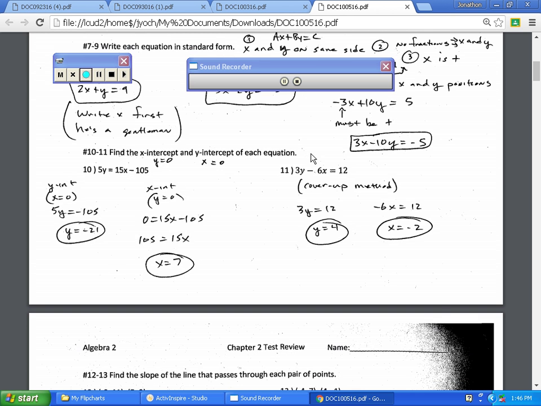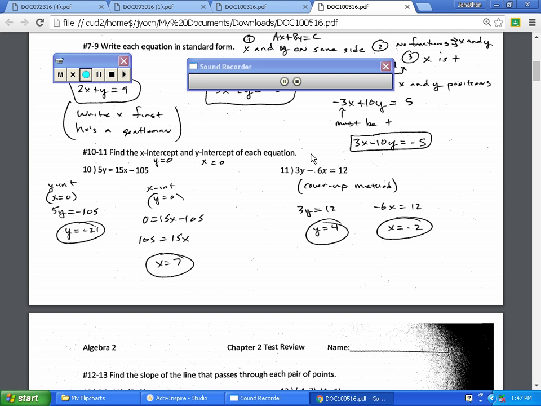Guys, on 10 and 11, the x-intercept is when y is 0. The y-intercept is when x is 0. So pretty much kind of using the cover-up method here. The y-intercept when x is 0. Cover up x, it's 5y equals -105. Y is -21. The next one, the x-intercept is when y is 0.